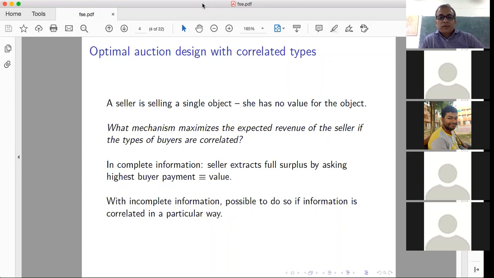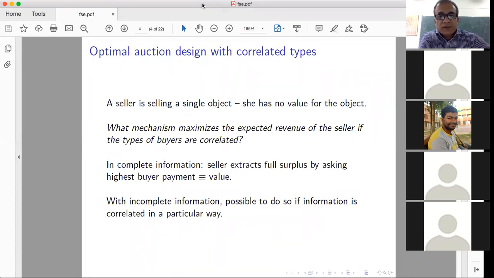Of course, we know that the benchmark here is that in a complete information environment, the seller can extract full surplus by asking the highest buyer for a payment equal to value. So if the seller knew all the values perfectly, then she would just approach the highest valued buyer and ask her to pay the highest value. And the buyer has every incentive to accept that particular offer.